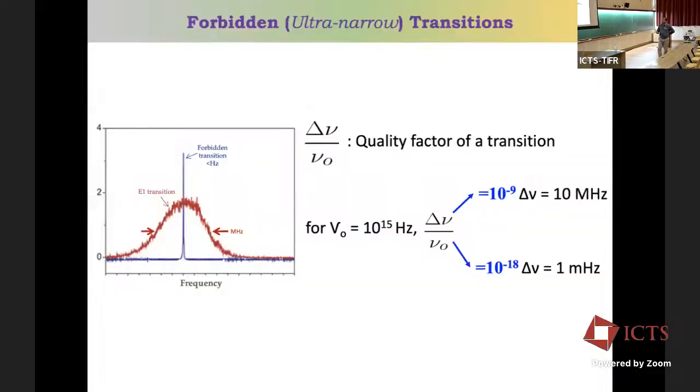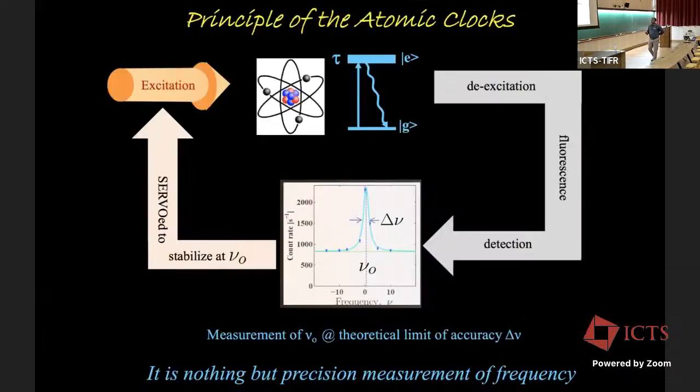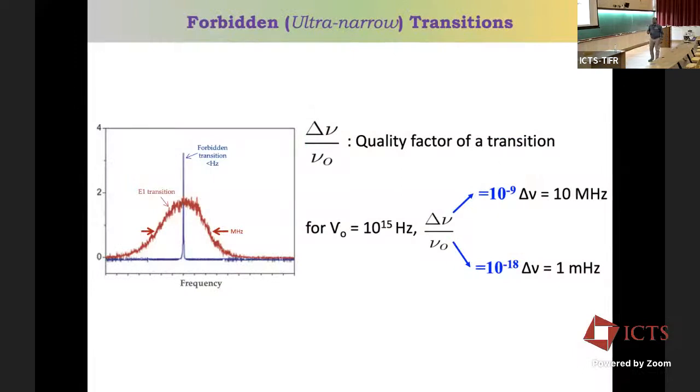Now, can you take any transition in the atomic levels? No, you cannot. The key property is the line width. If you take a transition which has a very narrow line width, you have a better chance to make a more accurate clock. So you have to choose transitions which have a very narrow line width. Typically, we read the selection rules for electric dipole transitions in the textbook.